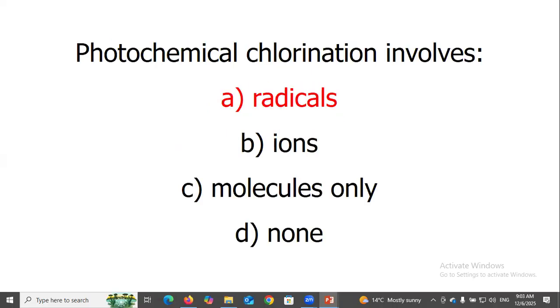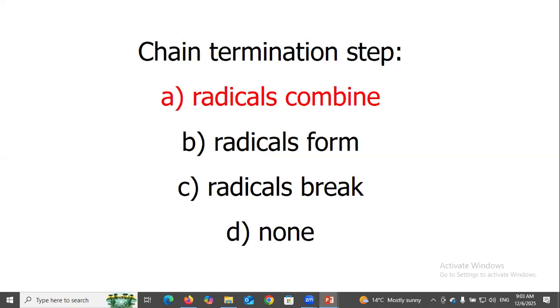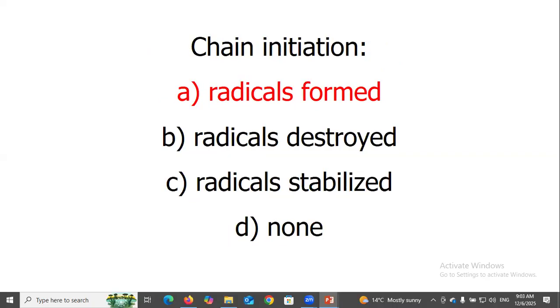Photochemical coordination involves radicals, ions, molecules only, none. Correct option is option A, radicals. Chain termination step: radicals combine, radicals form, radicals break, none. Correct option is option A, radicals combine.